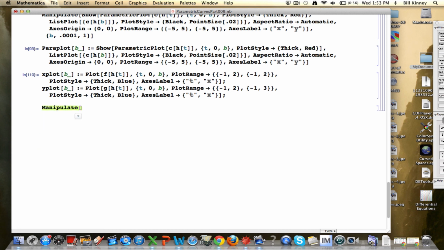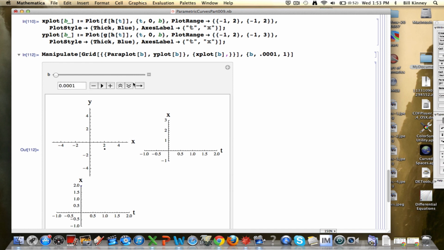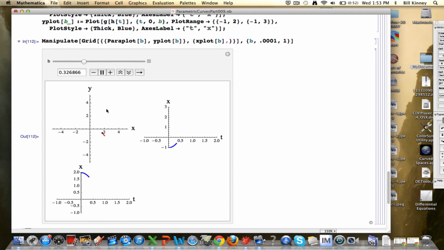Now I'm going a little longer than normal here. Here's the basic syntax of what I'm going to do. Now I'm going to replace what goes in front of the first comma, paraplot of b. In front of the second comma, I think I'm going to use actually y plot of b here, and I'm going to use x plot of b there. Let's see if this works. It is working. We're seeing all three functions at once.